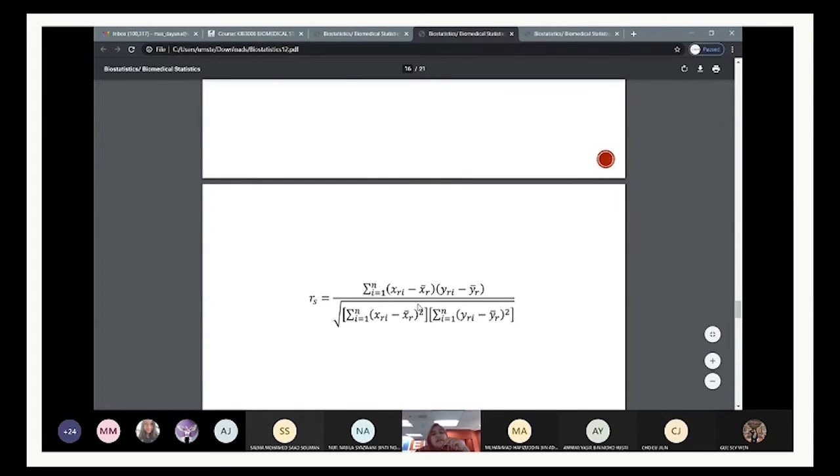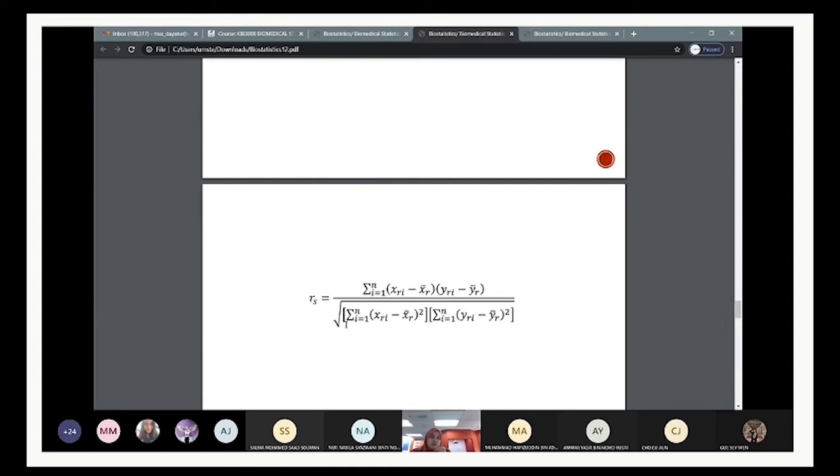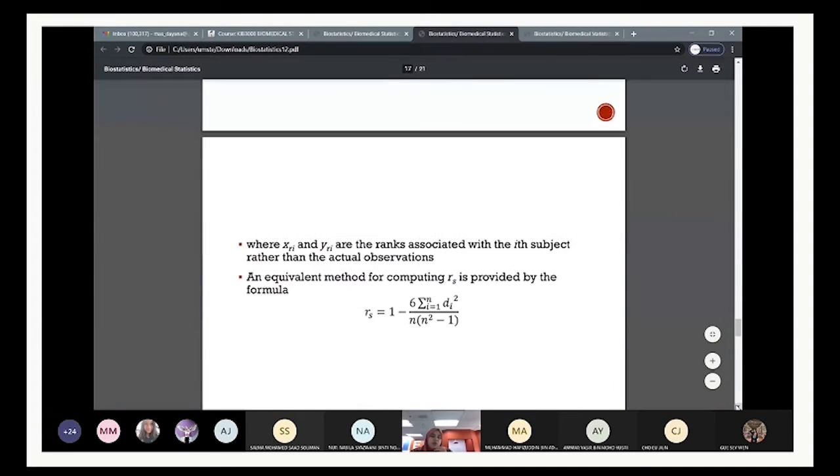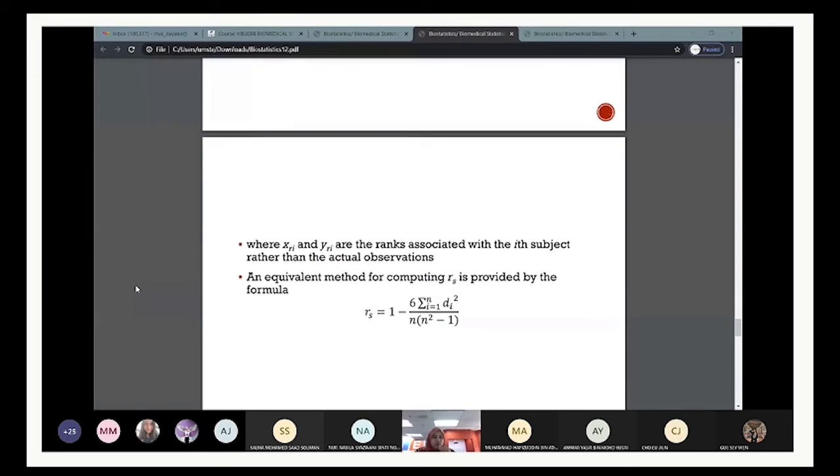Okay, so like this, for Spearman, instead of using the actual data, for example the X, the data 1 value, you are going to use the rank of that particular data and the mean of the rank. Okay, so the equations look similar, but the values themselves are actually the rank and the mean of the rank. Where X and Y are the ranks associated with the ith, meaning the number of subjects, rather than the actual observation.